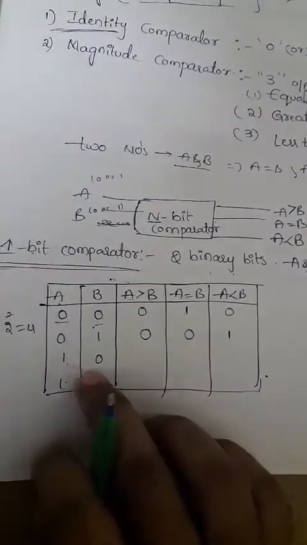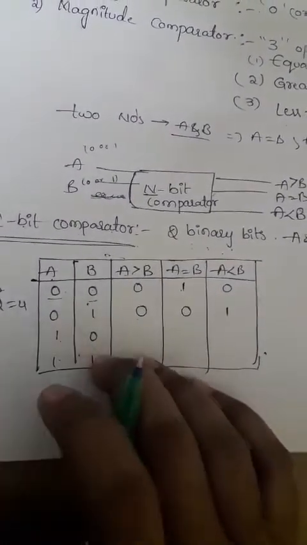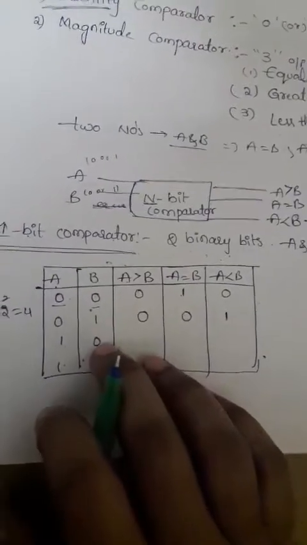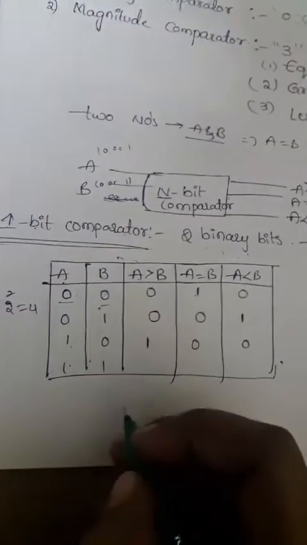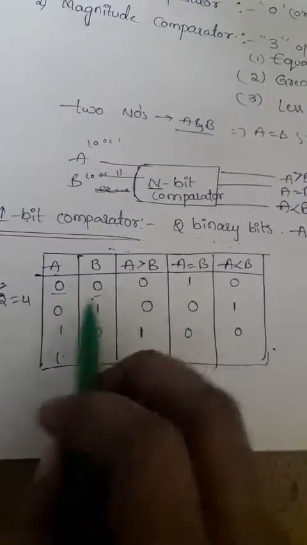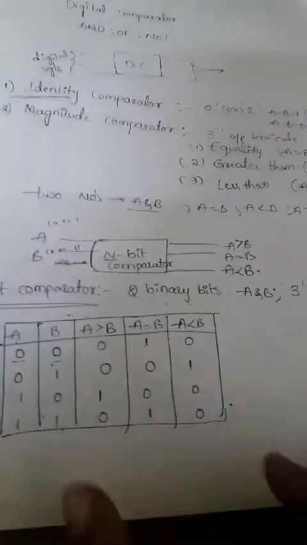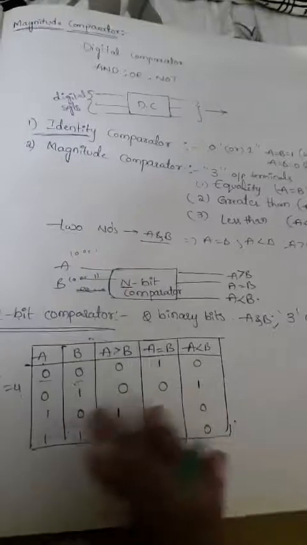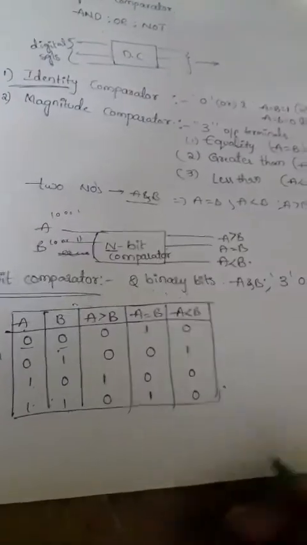Now comparing the next two cases, A is 1 and B is 0. While comparing, A must be greater than B, right? So the A greater than B condition is satisfied and the remaining two conditions will be false. And when A equals 1 and B equals 1, both values are equal, so the A equal to B condition is satisfied and that output becomes 1. This is how the magnitude comparator works, whether 1 bit, 2 bit or 3 bit. In this way we can find the truth table.